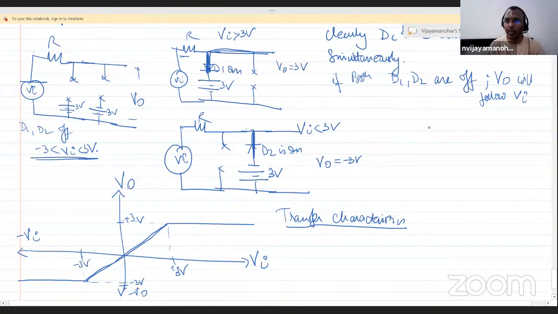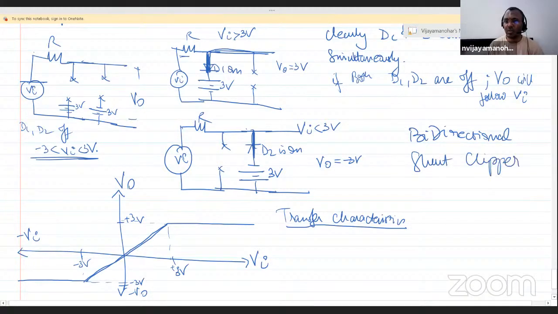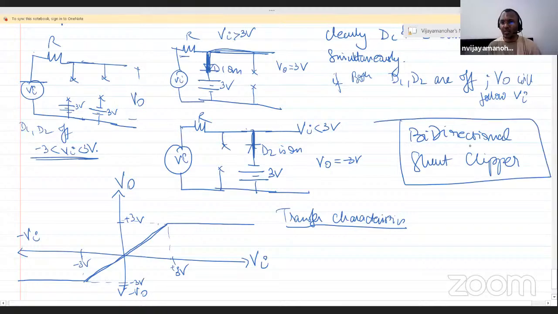And what is this circuit? This is a bidirectional shunt clipper. And since it is clipping at equal voltages, it's also a bidirectional symmetric shunt clipper. Okay, this is the solution for all the 5 problems. So I hope all these problems are clear.